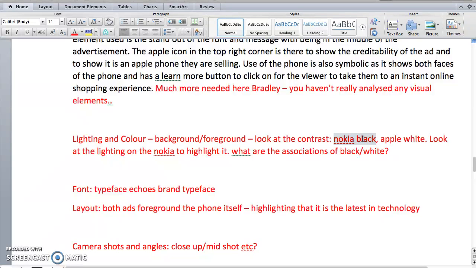Look at the difference between the Nokia black and the Apple white. Black, if you look at the document that's on Sector, it's been there for 3 weeks now, about colour in advertising. Black is often associated with luxury. White is associated with simplicity and purity. So this is why Apple have chosen white. It's the simplicity of use of their product. It's deceptively simple. Look at the lighting on the Nokia to highlight it.